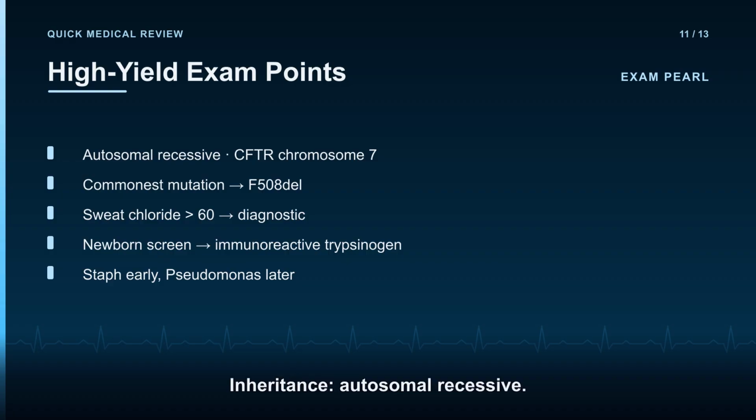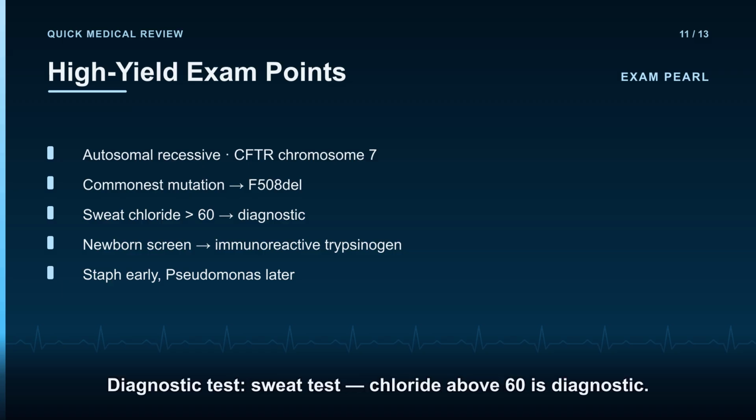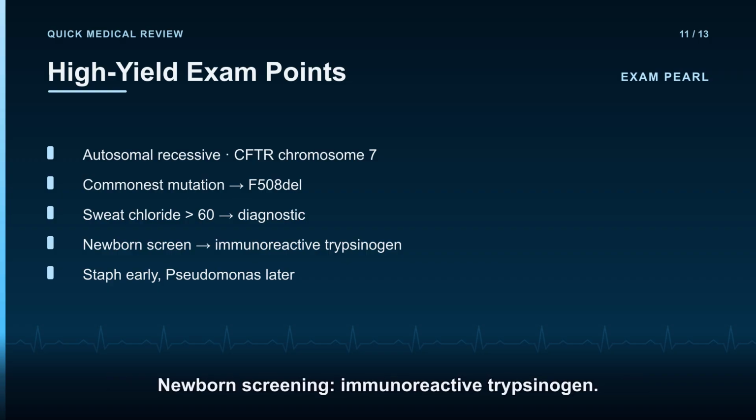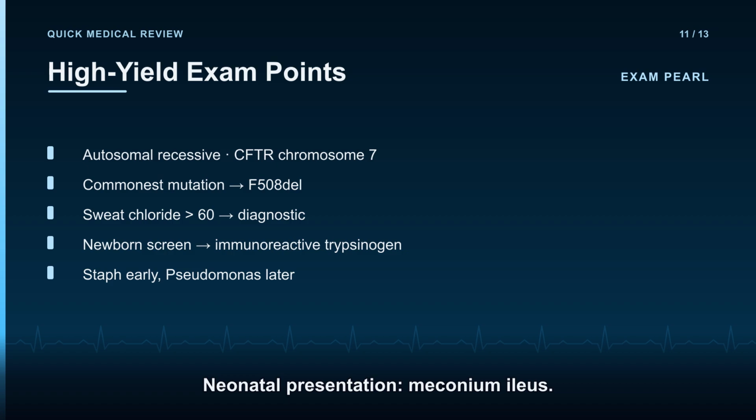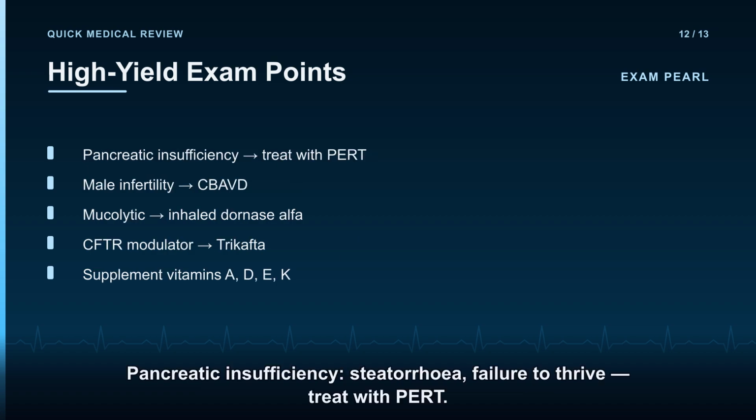Rapid-fire summary. Inheritance: autosomal recessive. Gene: CFTR on chromosome 7. Most common mutation: F508del. Diagnostic test: sweat test, chloride above 60 is diagnostic. Newborn screening: immunoreactive trypsinogen. Respiratory organisms: Staph aureus early, Pseudomonas later. Neonatal presentation: meconium ileus. Pancreatic insufficiency, steatorrhea, failure to thrive, treat with PERT.